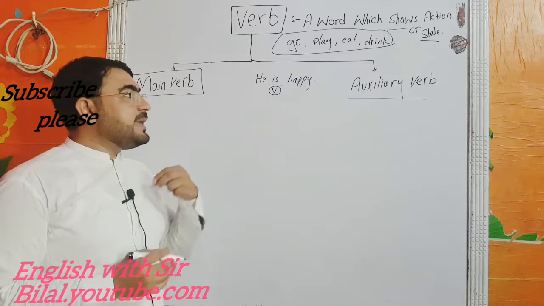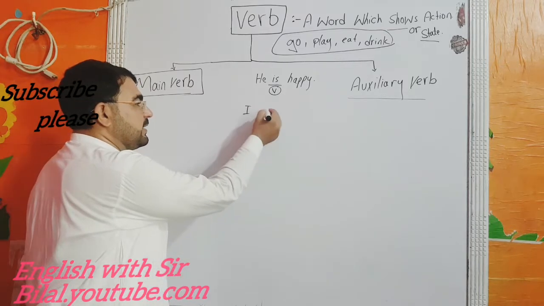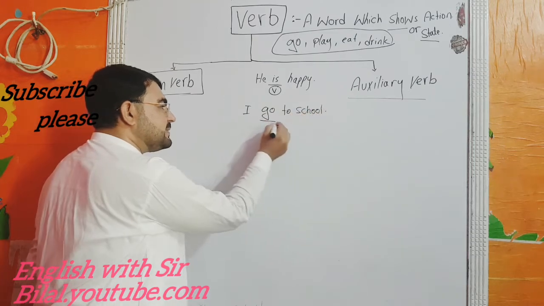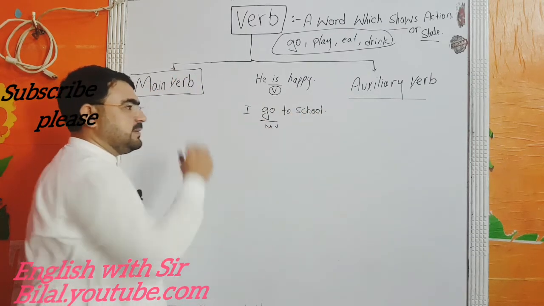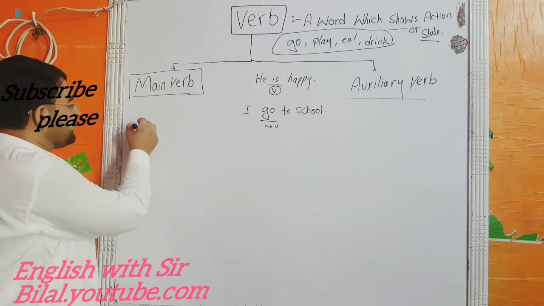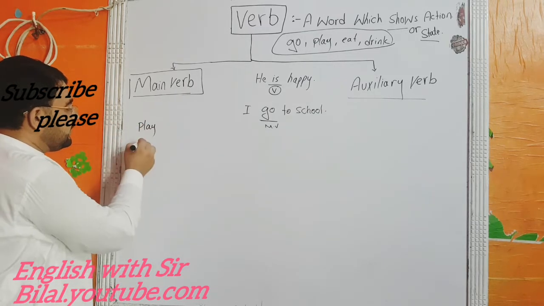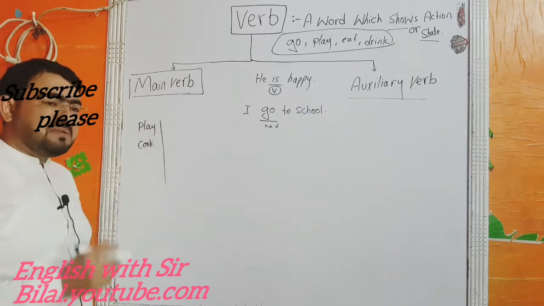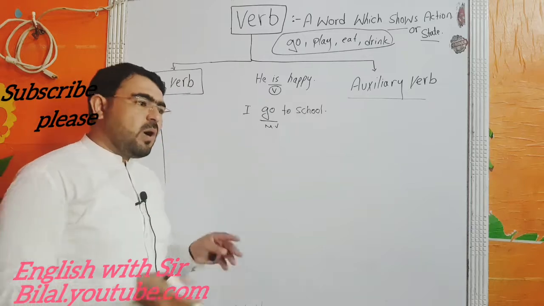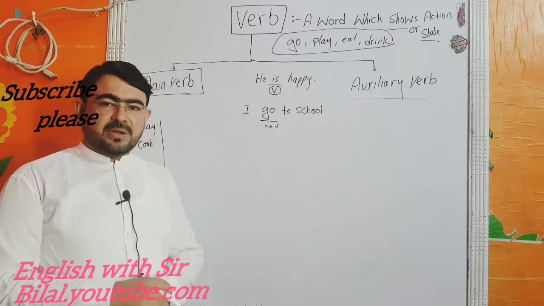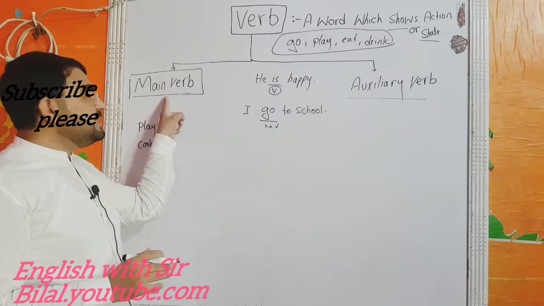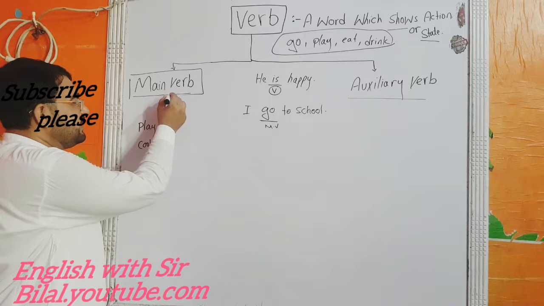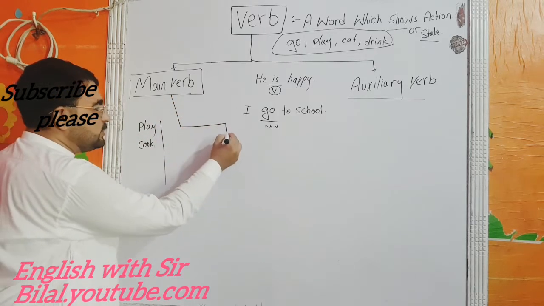Like I go. I go to school. Now here this is a main verb in the sentence. All right, so play, cook, read, write, speak, walk. These are main verbs. Now main verb is further divided into three groups. How many groups are there in main verb? There are three groups.